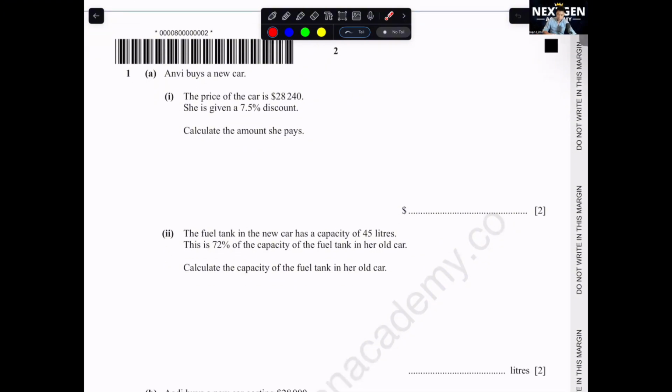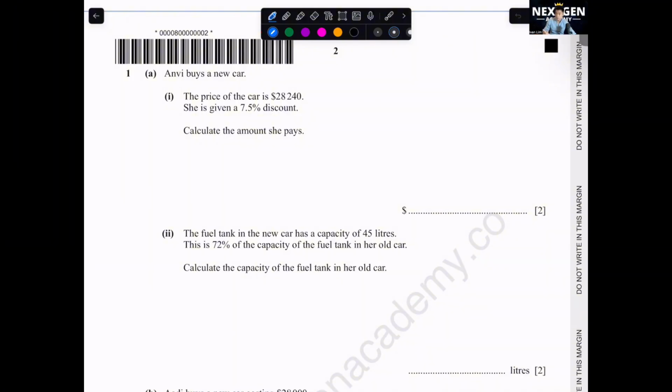NV buys a new car. The price of the car is 28,240. She is given a 7.5% discount. Calculate the amount she pays. So how much did she pay? Everyone please have your calculator with you also. This is a calculator paper.